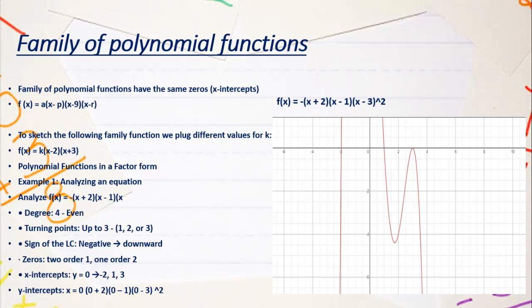The x and y intercepts: the x-intercepts, where y equals 0, are minus 2, 1, and 3. And the y-intercept is where x equals 0: 0 plus 2, 0 minus 1, 0 minus 3, whole squared.